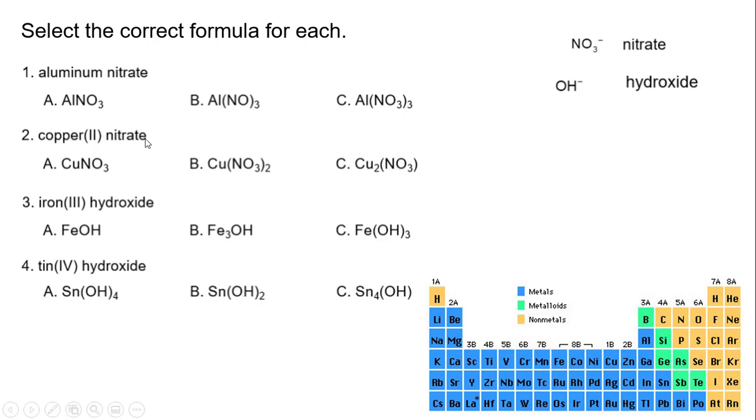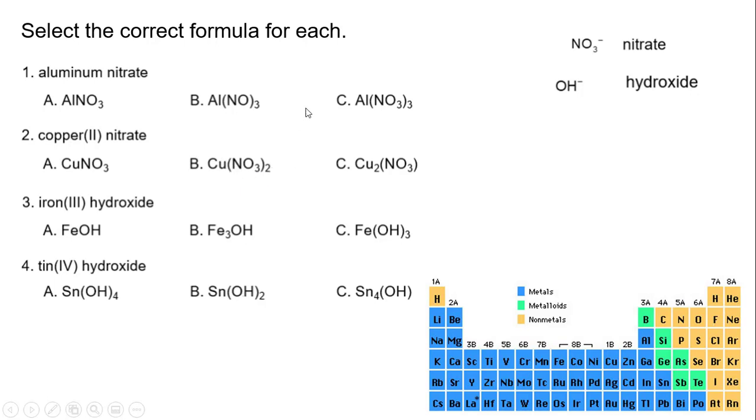Copper 2 nitrate. So again, this would be copper 2 plus. Nitrate is this. So this is 1, so we can't look at the 1. What we need to look at is the 2 that would be around the nitrate. So there's got to be a parentheses there. So let's take a look. This one does not have a 2 on the outside with parentheses. This is wrong. This one has copper, has a parentheses around the nitrate, and a 2 on the outside.